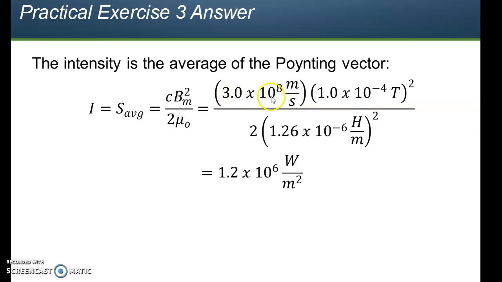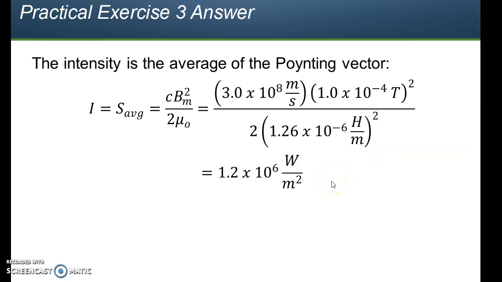So 3.0 times 10 to the 8 meters per second, 1.0 times 10 to the minus 4 tesla squared, 2, this right here, in terms of henries per meter, is 1.26 times 10 to the minus 6. Okay, so you have to make certain you have the right type of units for this particular value, and that is not supposed to be squared. Okay, this right here is a mistake. You're not supposed to have that there.